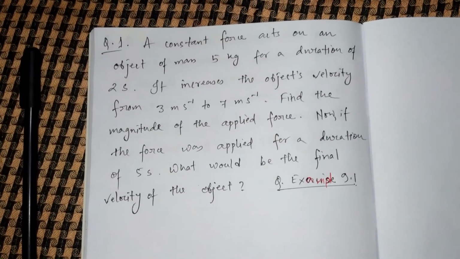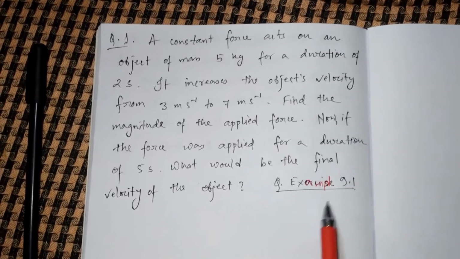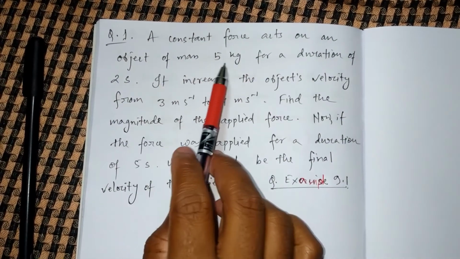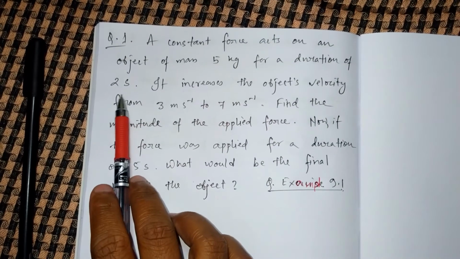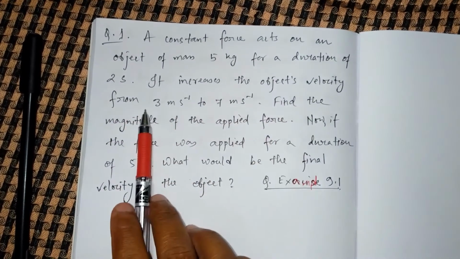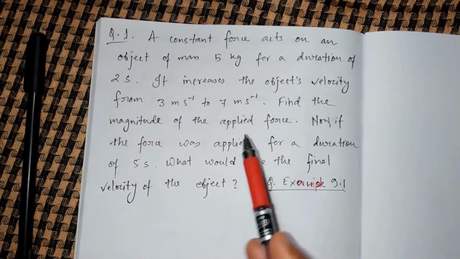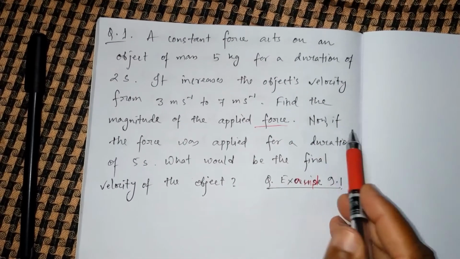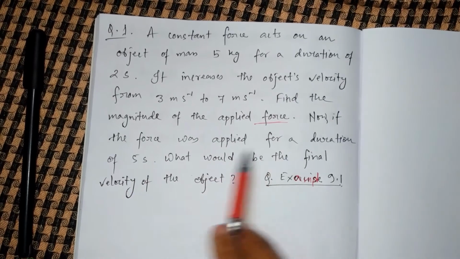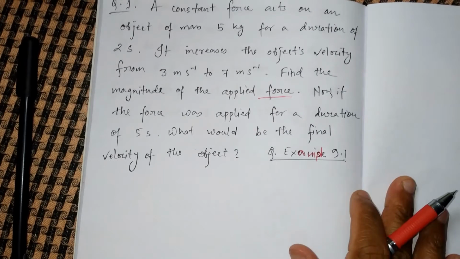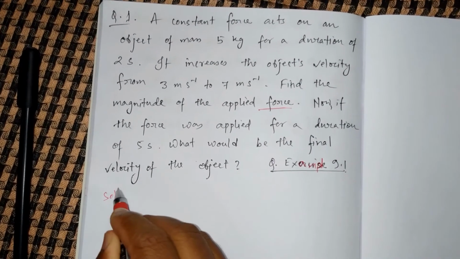Students, see the first question. I have taken this question from example 9.1. The question says: a constant force acts on an object of mass 5 kg for a duration of 2 seconds. It increases the object's velocity from 3 meter per second to 7 meter per second. Find the magnitude of the applied force. Now, if the force was applied for a duration of 5 seconds, what would be the final velocity of the object? Okay, let's understand the question first.